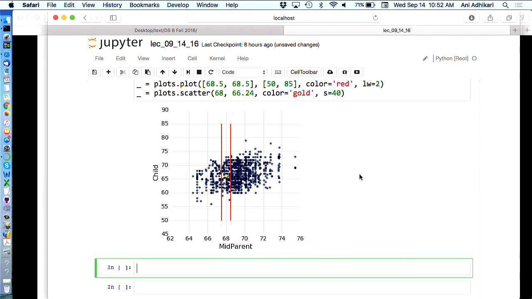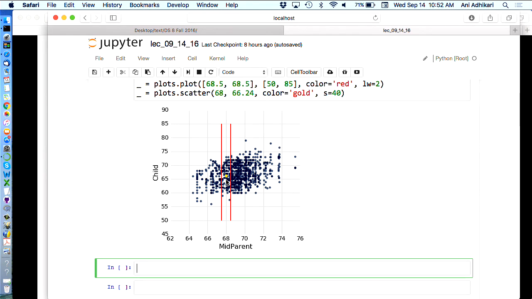The mid-parent height of this new family is at 68. We've taken a strip around it. We get to define what around means. Now, obviously, different definitions of around will create different estimates. But for now, we're not going to worry about that. We're just going to use some reasonable definition of around. And we look only at the points that are in that strip, and then we take the average of the strip, and that's my gold dot right here.